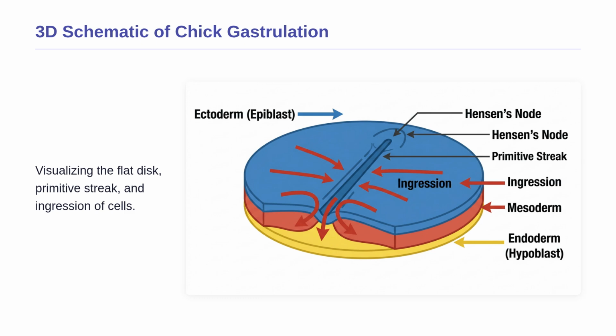Look closely at the red arrows. They represent the cells migrating toward the center and dropping down through the streak. This is the process of ingression. As they drop, they spread out to form the red mesoderm layer in the middle and the yellow endoderm layer at the bottom. This diagram beautifully illustrates how a flat sheet of cells solves the physical problem of a massive yolk to create three distinct layers.